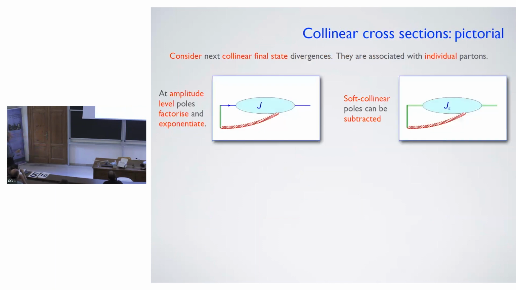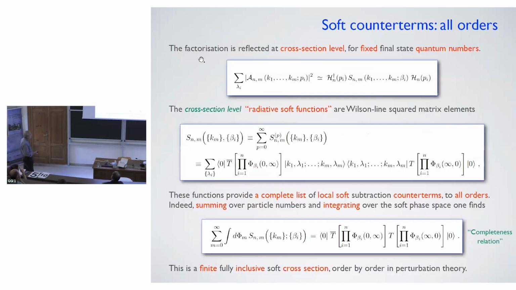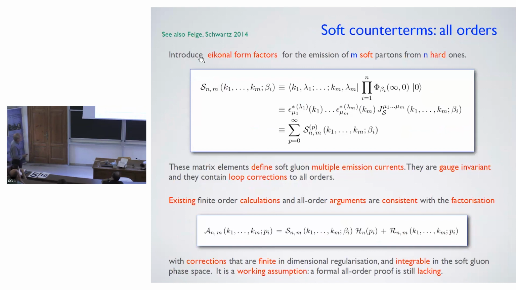We have the virtual poles, and so we square the object in a suitable way. Here you have to take a Fourier transform, and then this is finite because it's the discontinuity of a 2-point function, and then when you fix all the quantum numbers of the particles on the cut, you get a counterterm, and this you can sort of see here.